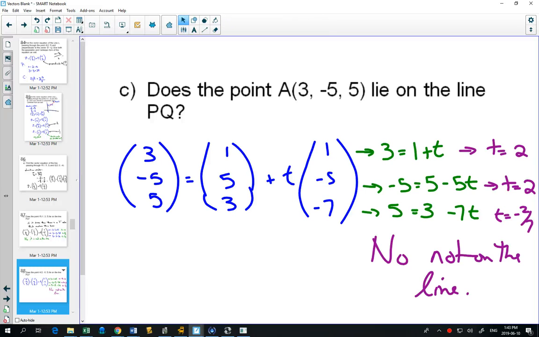So we find that we use the parametric form of the equation quite a bit to solve things. When we look at individual components here, we could solve for t and find out, does it work or does it not work?